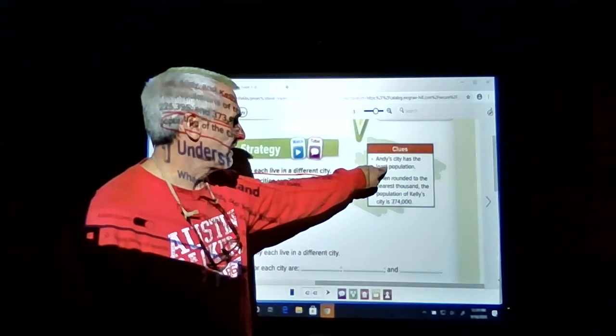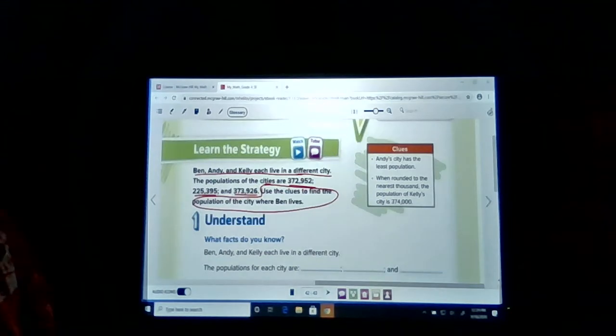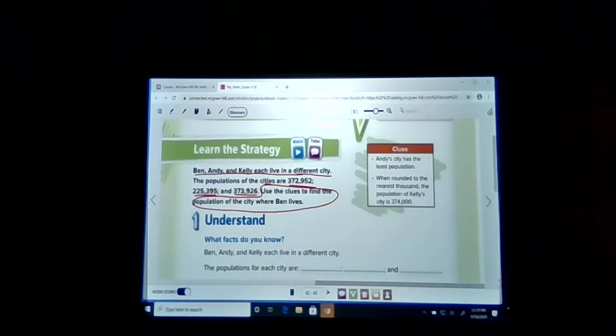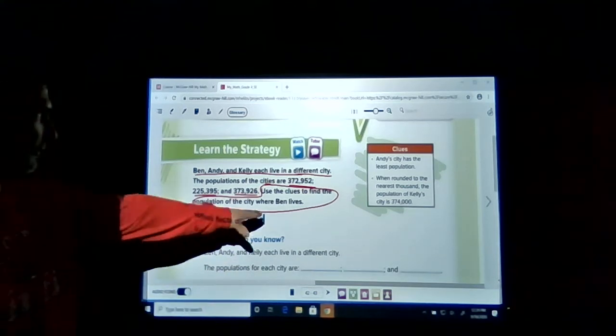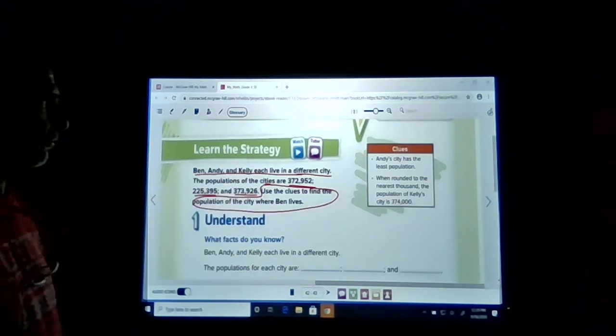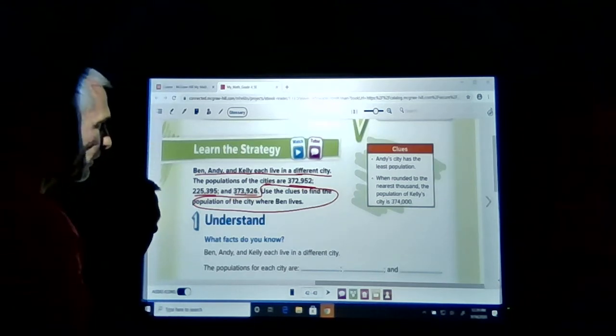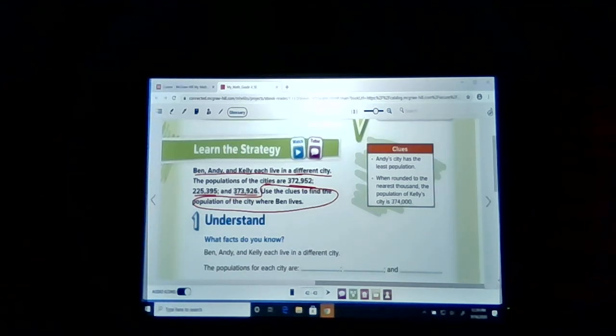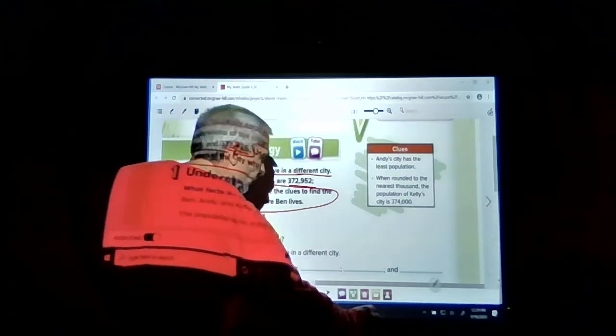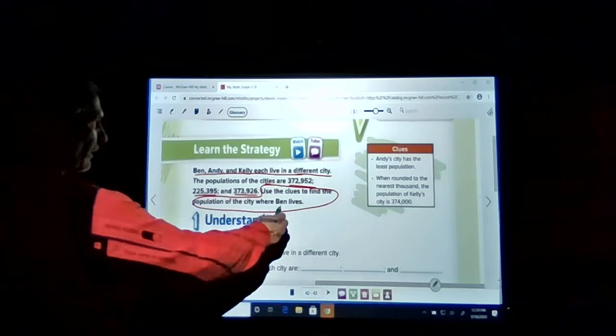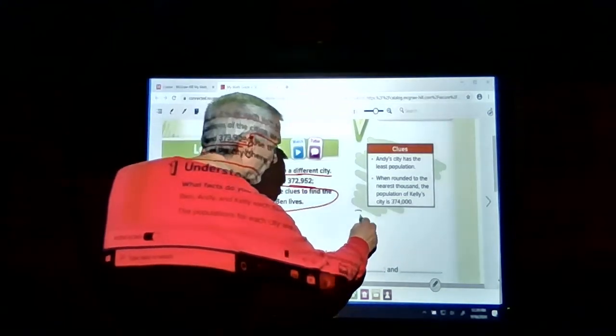Andy's city has the least population. Andy's city has the least. Well, we want to know Ben, so we could get rid of one of them, couldn't we? Which one is the least? Maybe it would be good to have our place value chart and line them up. Mr. B is going to, this is why we needed the scratch paper. Let's put these right underneath each other.